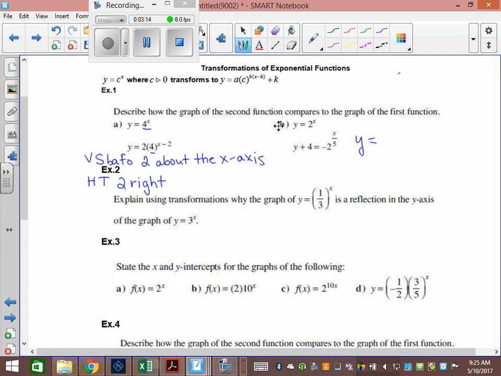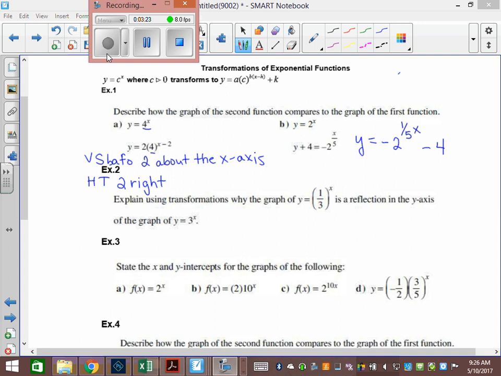Y equals negative 2 to the 1 over 5 x minus 4. So do I have any stretches? Yes. The base is 2. The base is 2. That didn't change. I have a negative 1 in front, so I don't have a vertical stretch, but I do have a horizontal stretch by a factor of what? 5.